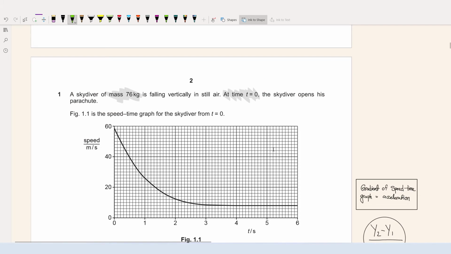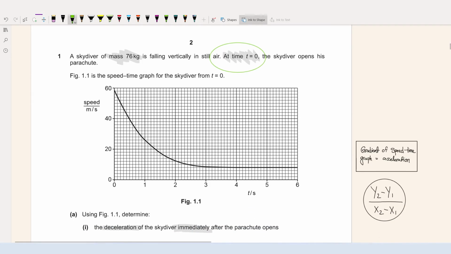So in the question it says that at t equals 0 the parachute is open, and there are two main points which you should note in order to do this question, which is that the gradient of the speed-time graph gives us acceleration or deceleration, and the formula for gradient is y2 minus y1 divided by x2 minus x1. Now we are going to be drawing a straight line on the graph and finding two x coordinates and two y coordinates for this.